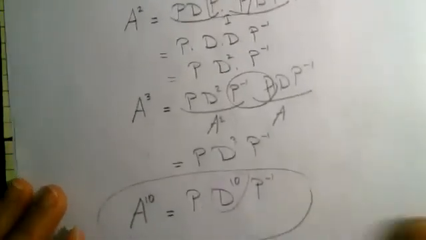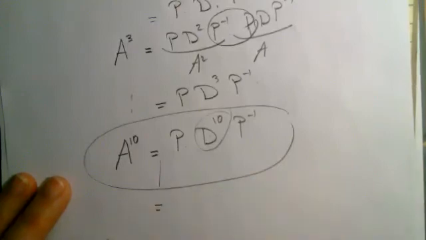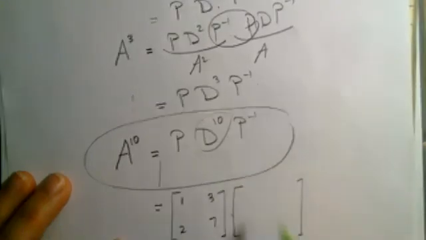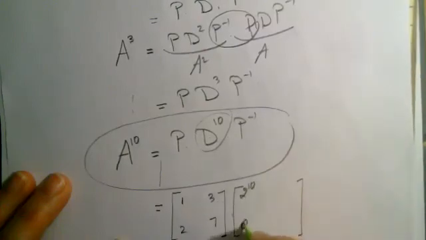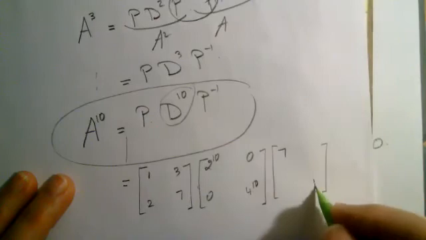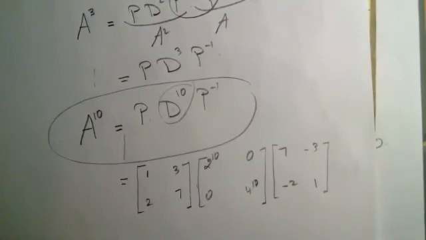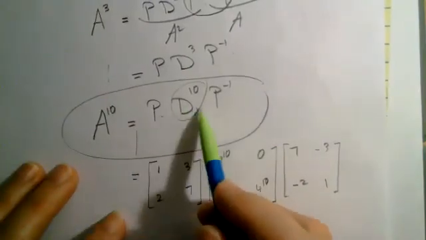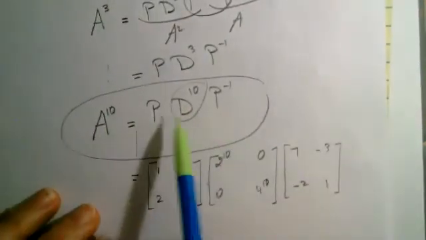So in the problem I have, A to the 10 is going to be the product of those. P, I have it. It's 1, 2, 3, 7. D to the 10 is 2 to the power 10, 0, 0, 4 to the power 10. And P inverse is the inverse of that, which is 7, 1, minus 3, minus 2, because the determinant is equal to 1. So that's one first simple application of the diagonalization. It actually allows us to work with matrices in an easy way.